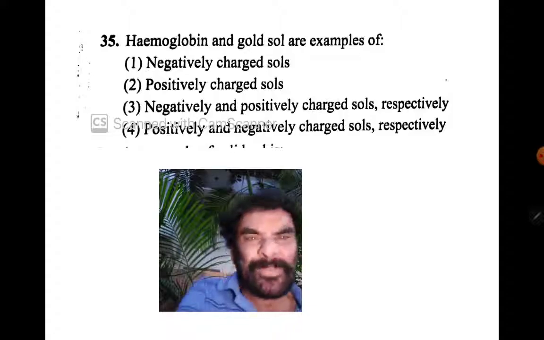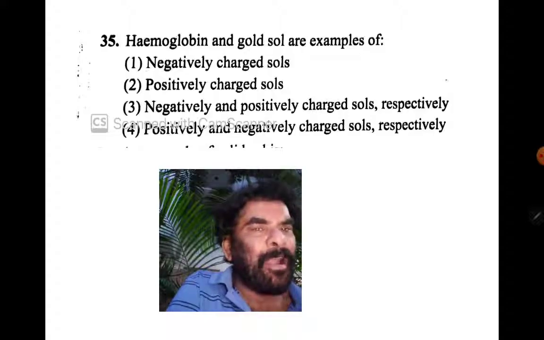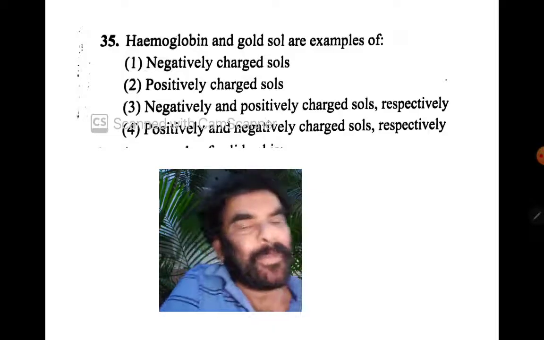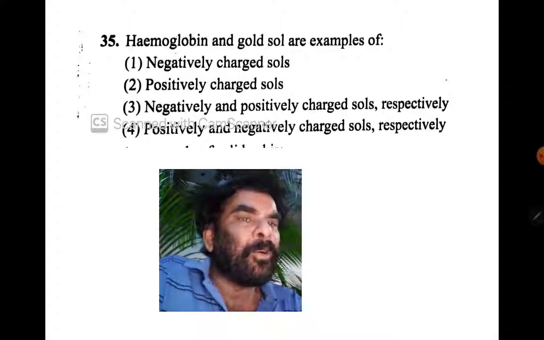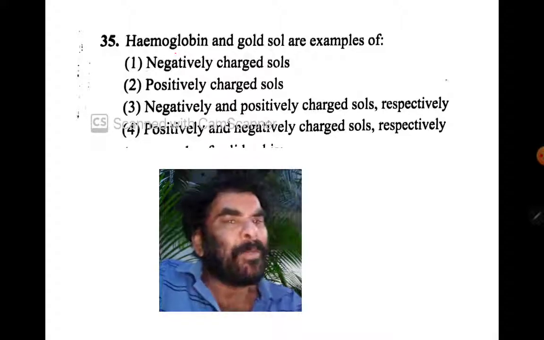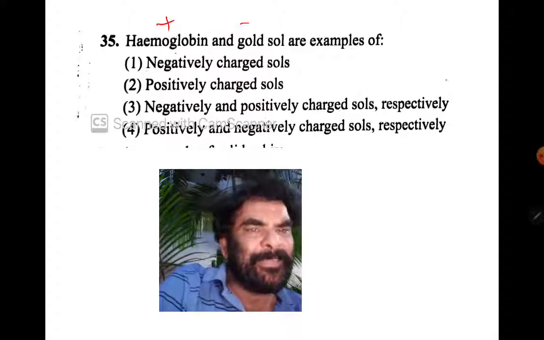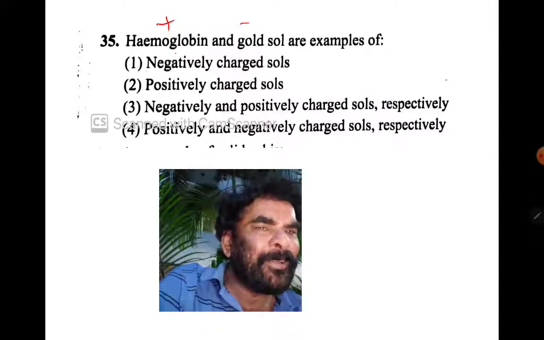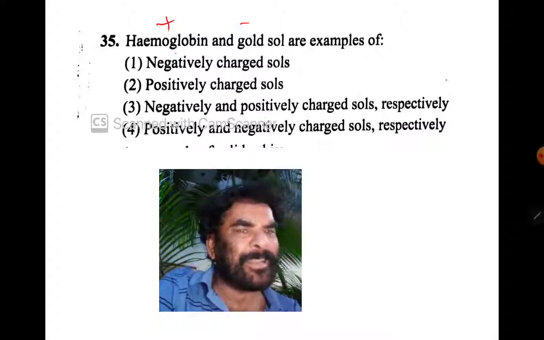So don't worry, in some cases the questions are not confined exclusively to surface chemistry. See, they take some application from the other part. So that is hemoglobin and gold sol. Hemoglobin is a positively charged colloid. This gold sol is the negatively charged metal colloid. Therefore, which is correct? Negatively charged, no. Positively charged, no. Negatively and positively charged, respectively, no. Hemoglobin is positively charged, and this is correct.